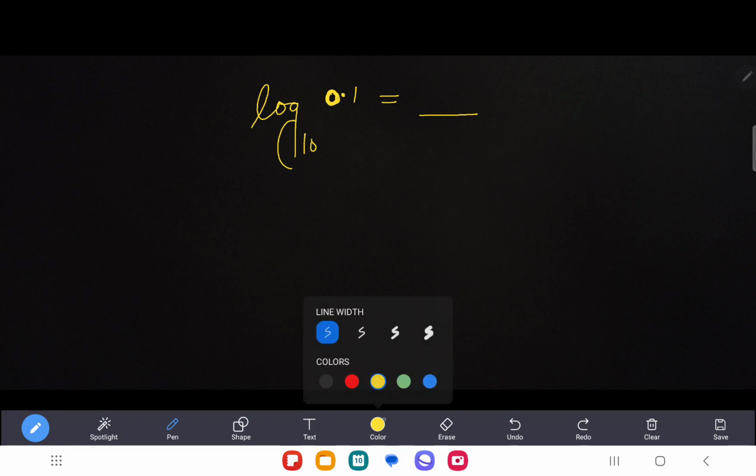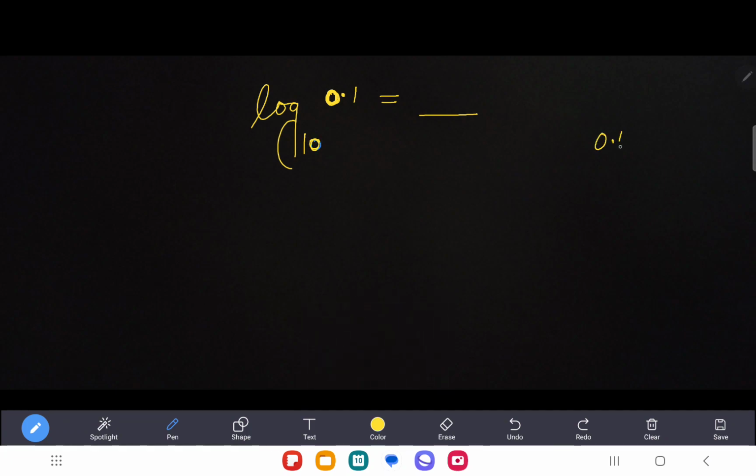Now tell me again. If I give you log to the base 10, 0.1, how would you understand the answer to this question? Tell me. So we need to find out what we would raise 10 to, to get 0.1. Now tell me, what is 0.1? 0.1 is nothing but 1 over 10. So it should be -1, because 1 over 10 is 10 raised to the power minus 1. So 10 raised to the power what should give me 0.1? Minus 1. Because here itself you have calculated the answer.